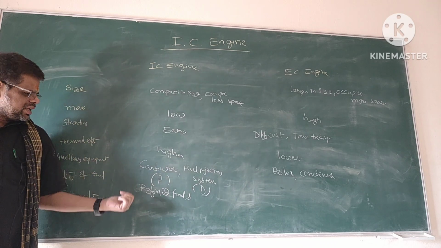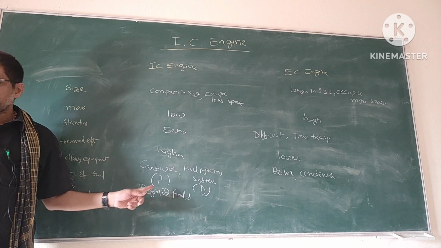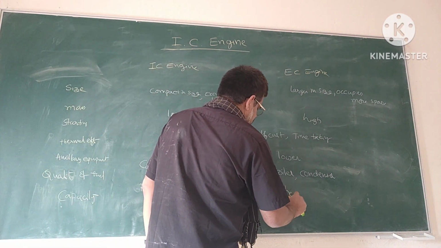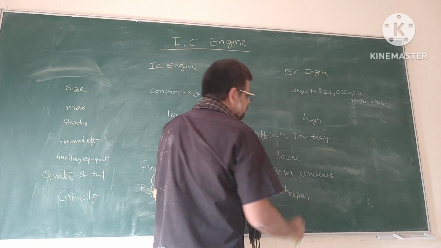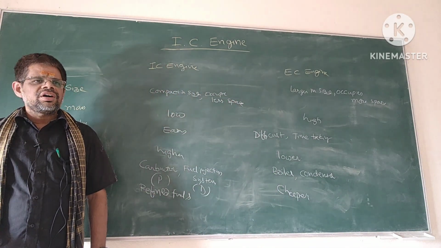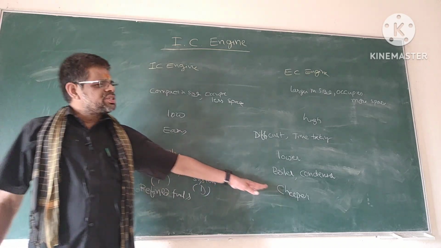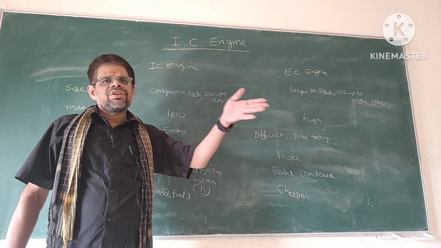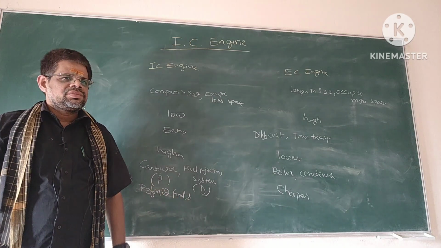That's why in the IC engine you have to use only refined quality of fuels, but in the EC engine you can use cheaper quality, because here the combustion takes place somewhere outside the engine. There is no direct contact between the combustion and the engine. So here you can use cheaper fuels, like even coal also can be used, right?